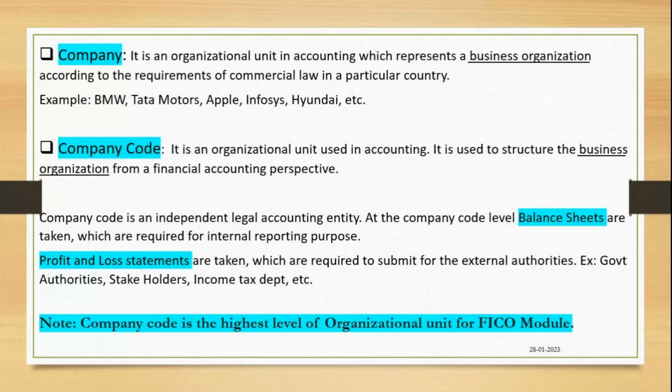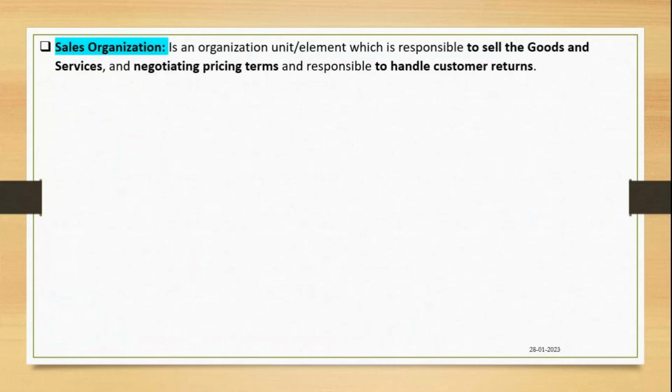Now, sales organization. What is a sales organization? It is an organizational unit or element which is responsible for selling goods and services. I told you three things: it is responsible to sell the goods and services, negotiate pricing-related terms, and handle customer returns. These three major activities are done at the sales organization side, and it is the highest level organizational unit for the SD module.